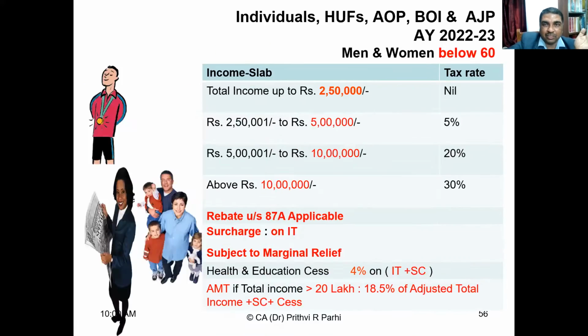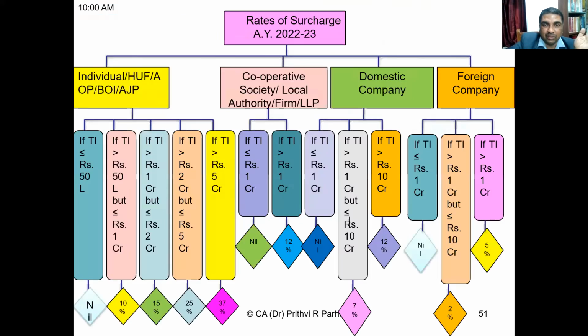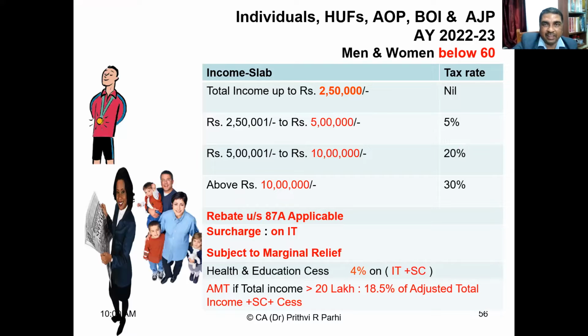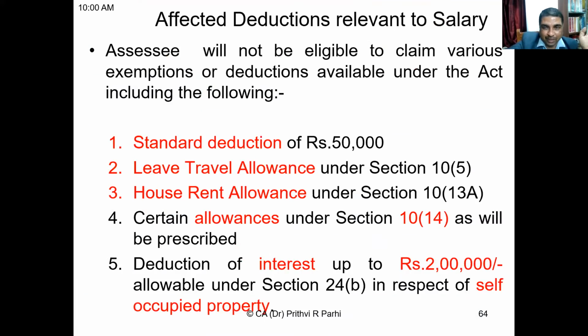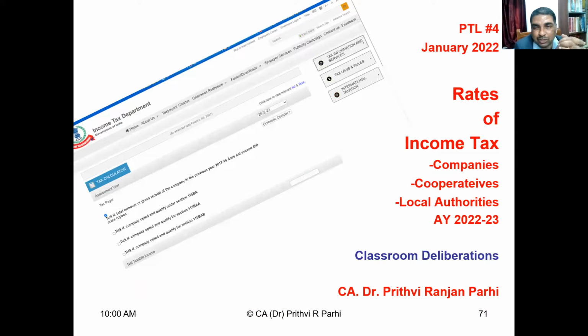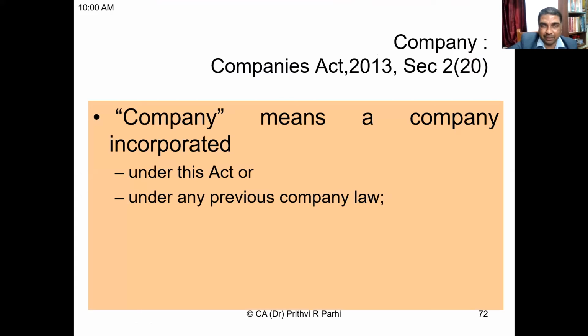Yes or no? Yes, sir. You can see the heading: are you able to see individual, HUF, AOP, BOI, AJP? This is the same rate applicable. But for a partnership firm, 30% is a different rate. Now we are going to learn about other types of assessees, which include companies, cooperative societies, and local authorities. Let us see what rate is applicable to them.